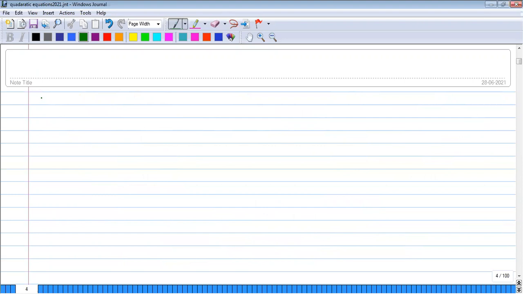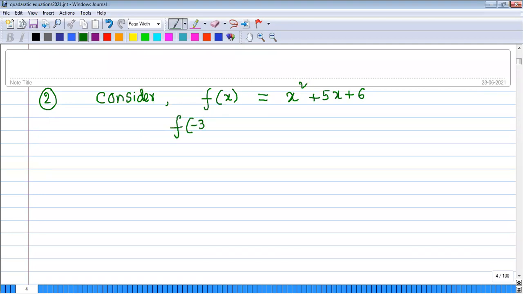So let us consider one more example. Consider f of x equals to x square plus 5x plus 6. Now f of minus 3. You find f of minus 3. Then what do you find? What do you observe?